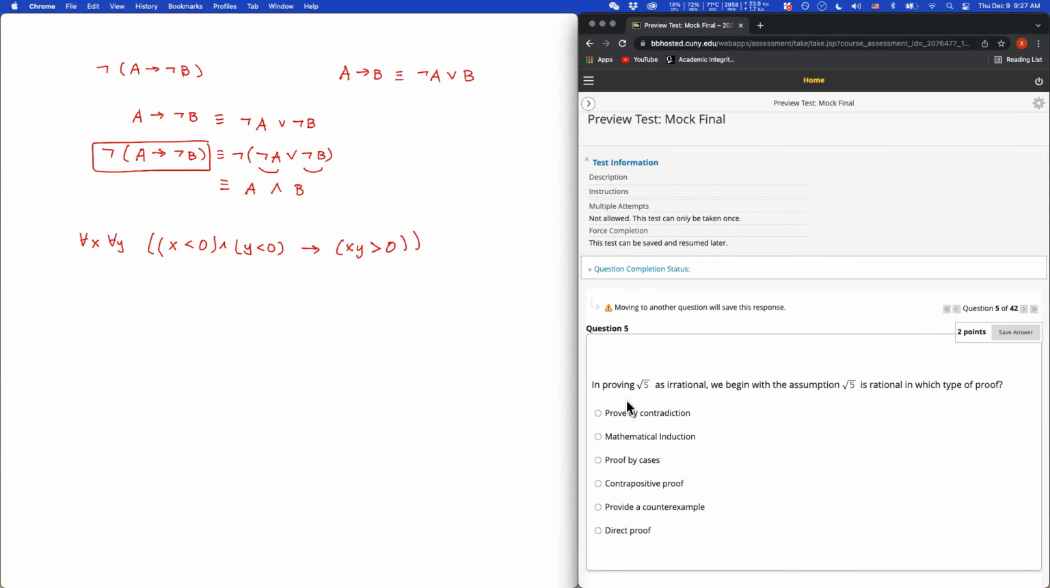Okay, next. To prove that square root of 5 is irrational, we begin with the assumption that square root of 5 is rational. Which type of proof is this? So you start with negating the statement. So that will be contradiction.